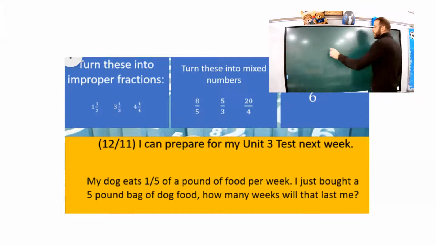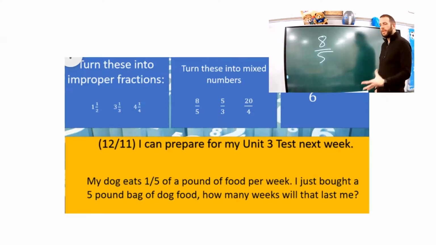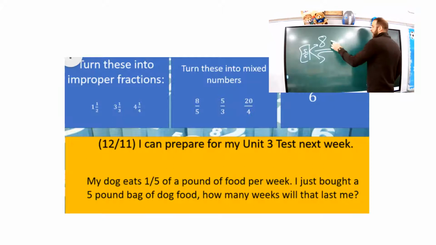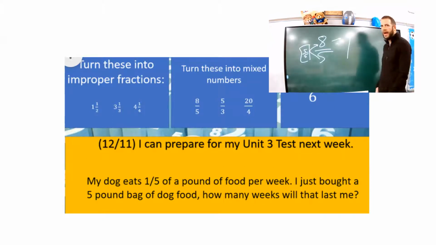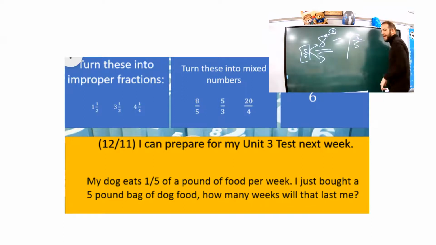Okay, let's look at the improper fractions and turn those into mixed numbers. If you have 8/5, how many fifths make a whole? 5/5, right? That's what a whole is. So how many 5/5 are in 8? 1. Why? Because 5, 10. We don't have 10, we just have enough for one group of 5. And then after you used 5 of these, what's left? 3. So that is 1 3/5.